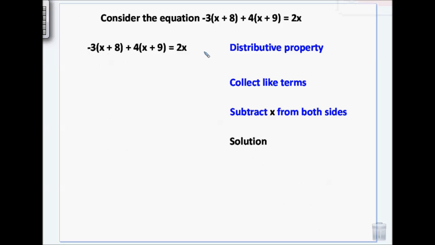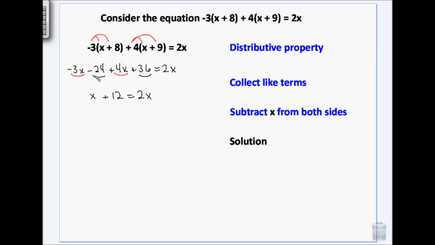We need to get the letters by themselves on one side and then the numbers by themselves on the other side. So first I do the distribution just the same as I would do before. So I have negative 3x minus 24 plus 4x plus 36 equals 2x. Okay. I'm going to collect my like terms. I have negative 3x plus 4x, that's 1x. And negative 24 plus 36, that's 12.